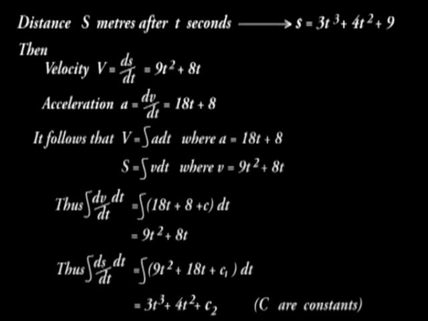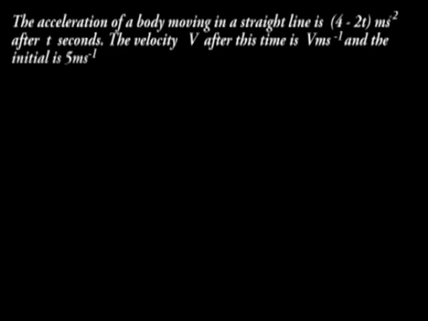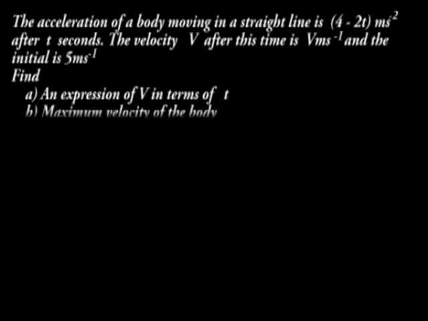Example 2. The acceleration of a body moving in a straight line is given by 4 minus 2t meters per second squared after t seconds. The velocity after this time is v meters per second, and the initial velocity is 5 meters per second. Find A, an expression of v in terms of t. B, maximum velocity of the body. C, the distance after 3 seconds.